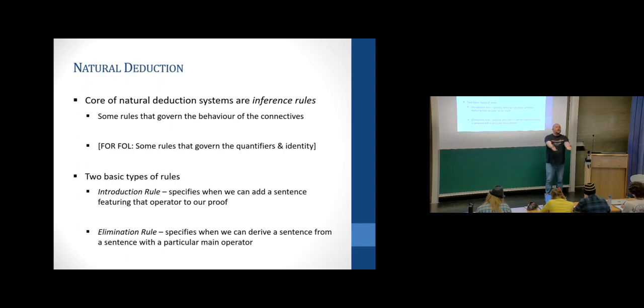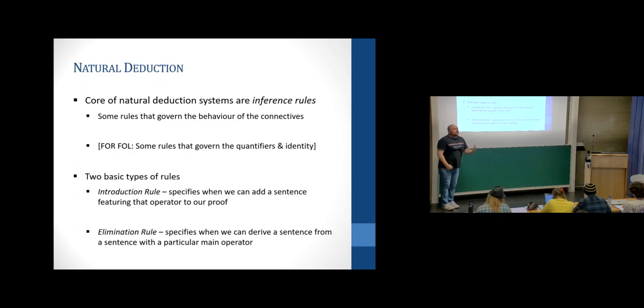Introduction rules let us introduce a particular connective. So we're going to have, for example, a conjunction introduction. That lets us introduce a sentence that features a conjunction as its main operator. Literally add a sentence featuring the relevant operator. Elimination rules, again, badly named, let us use a sentence featuring that operator. So conjunction elimination lets us take a sentence that features a conjunction and do something to it. In this case, it's going to be break it in half and get the conjuncts.